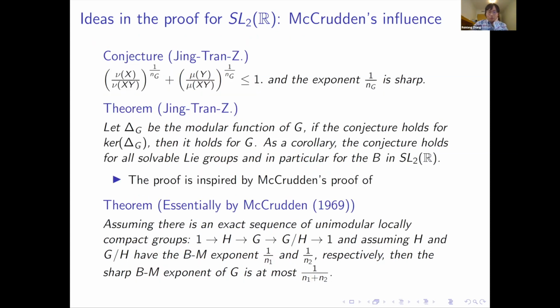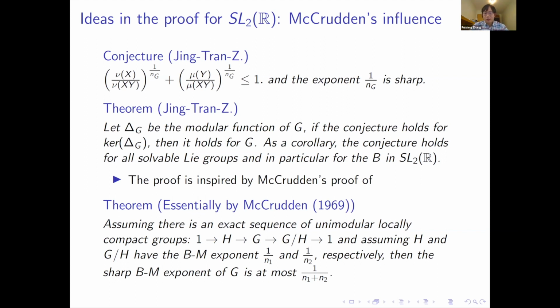Okay, so we recall this conjecture, and we did something for B in our paper, which is the theorem in the middle. So for a non-unimodular group, we actually proved that if the conjecture holds for the kernel of the modular function, then it holds for the whole group. So maybe let me recall for 1 minute what the modular function is. The modular function characterizes how non-unimodular your group is. So one way to say it would be how much the left Haar measure differs from a right Haar measure at different points.